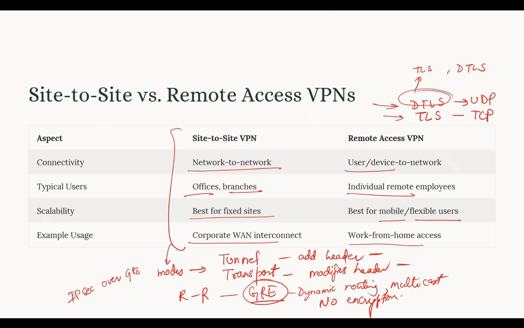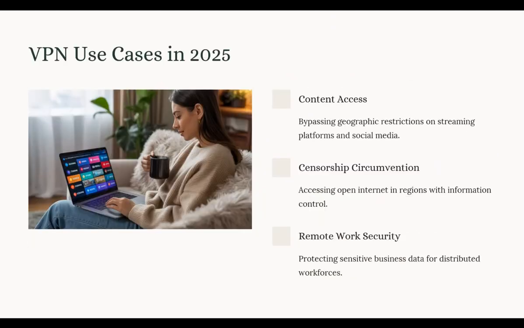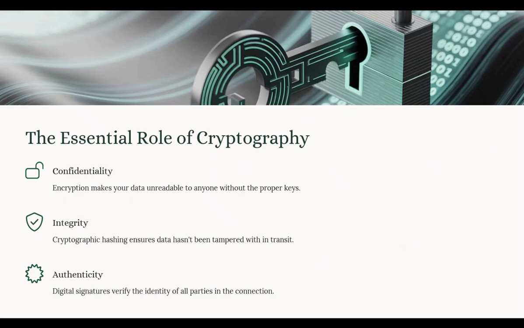Now, this is about how site to site VPN and remote access VPN work, what the different functions and differences between these are. If we talk about the use cases of VPN in 2025, it is used for content access, like bypassing geographic restrictions on streaming platforms or social media, censorship, accessing open internet in regions with information control, and remote work security, protecting sensitive business data for distributed workforces. So that is about VPN.